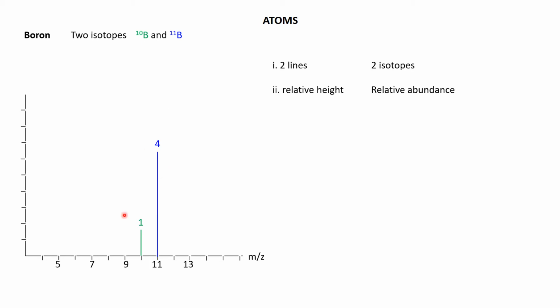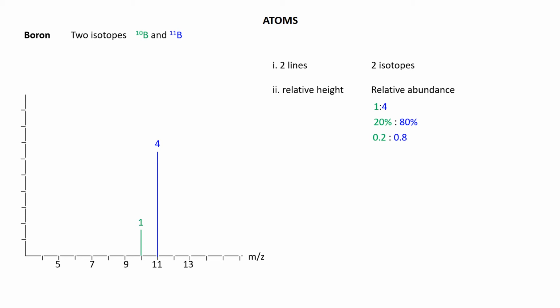Now, of course, looking at this then, we've got our two isotopes. One is 4 times more prevalent than the other. Well, that means that if we think about it in percentage terms, the green one's 20% of all boron atoms, the blue one is 80% of all boron atoms. Put that in fractional terms, 0.2 and 0.8.